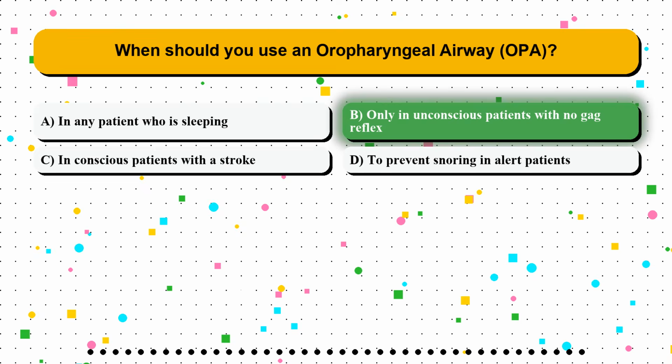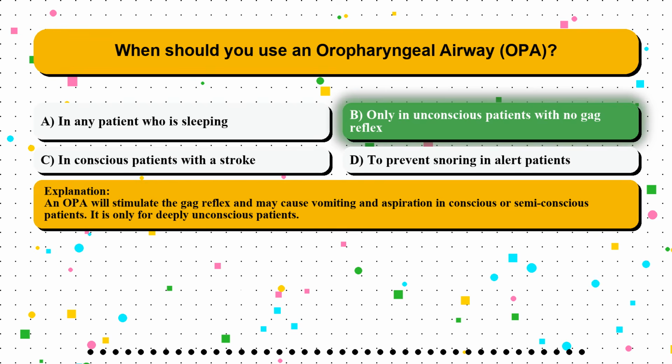The correct answer is option B, only in unconscious patients with no gag reflex. An OPA will stimulate the gag reflex and may cause vomiting and aspiration in conscious or semi-conscious patients. It is only for deeply unconscious patients.